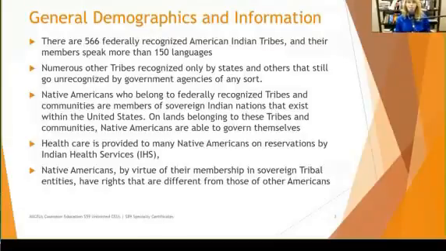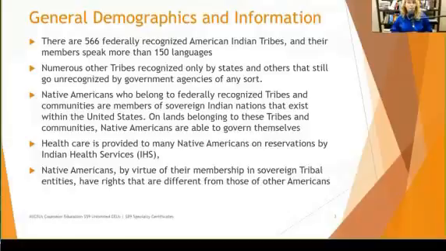Native Americans who belong to federally recognized tribes and communities are members of a sovereign Indian nation that exists within the United States. On lands belonging to these tribes and communities, Native Americans are able to govern themselves. So there's different rules and regulations there. Healthcare is provided to many Native Americans on reservations by the Indian Health Services, but they are on the reservations. So that's actually only about 20% of the Native Americans or American Indians that could receive services.